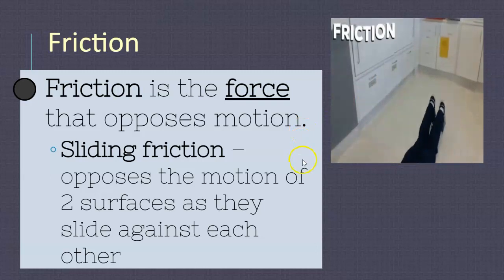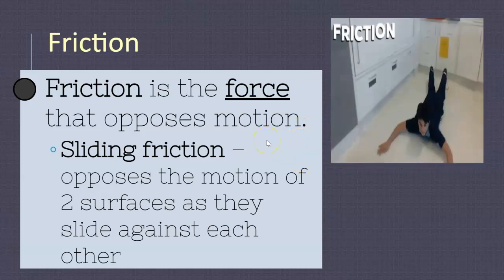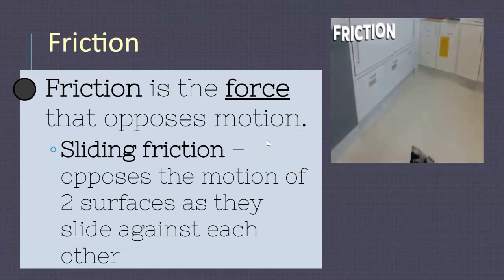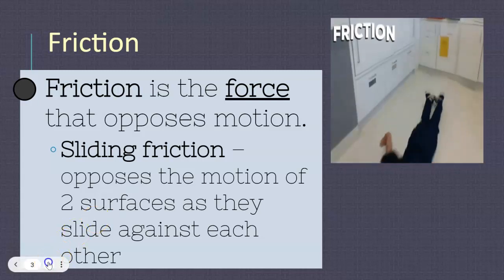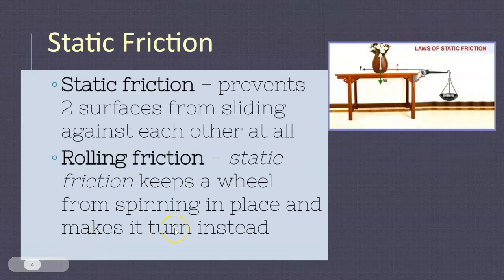So sliding friction opposes the motion of two surfaces as they slide against each other. So this guy right here in this image, there's friction between him and the surface of the floor that he's trying to push himself across. Static friction prevents two surfaces from sliding against each other at all. So everything has static friction, it prevents movement. And then rolling friction is static friction that keeps a wheel from spinning in place and makes it turn instead.